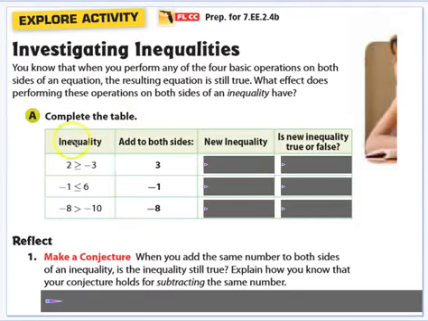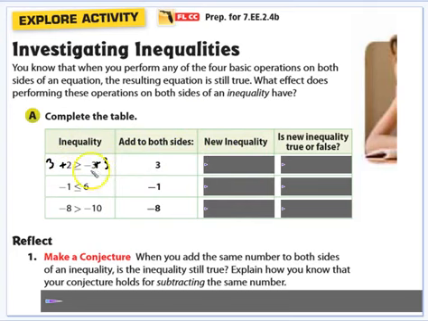Investigating inequalities, you know that when you perform any of the 4 basic operations on both sides of an equation, the resulting equation is still true. What that means is whatever you do to one side, you must do to the other, okay? What effect does performing these operations on both sides of an inequality have? So, inequality, add to both sides, new inequality. So I'm going to add 3 to both sides. So, plus 3, plus 3.